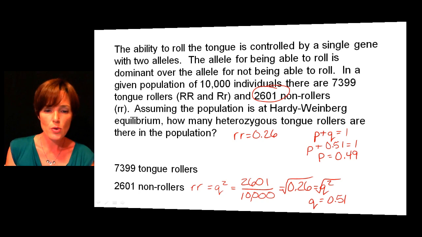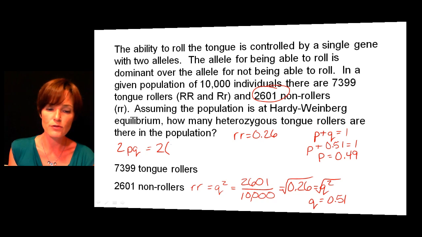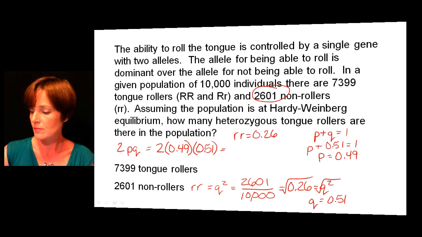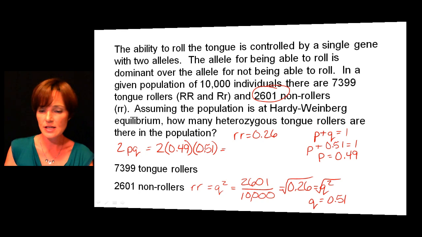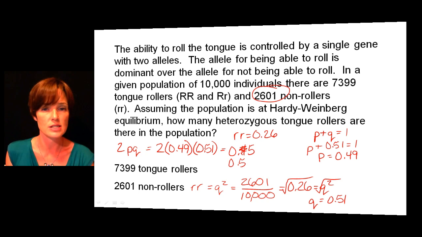And if we answer our question here and we want to know how many heterozygous individuals we have, well, heterozygous is 2pq. So we're going to take 2 times the frequency for p, which is 0.49, times the frequency for q, which is going to be 0.51, and see what that comes out to be. Okay, so our frequency of heterozygous individuals is 0.499, so we'll say 0.5. Okay, so 0.5 will be the answer to this particular question.